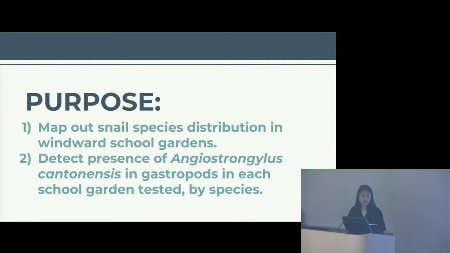So the purpose of my research was to map out the snail species distribution in the Windward school gardens, and I also wanted to detect the presence of rat lungworm, or the lack of presence of rat lungworm, in all those snails in each of the school gardens tested, and I wanted to see the difference in the different species as well.